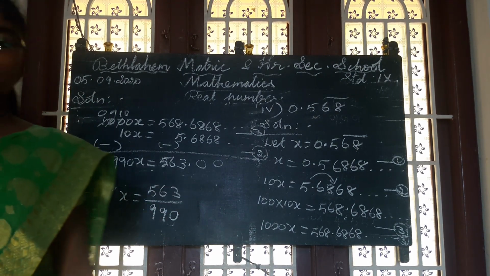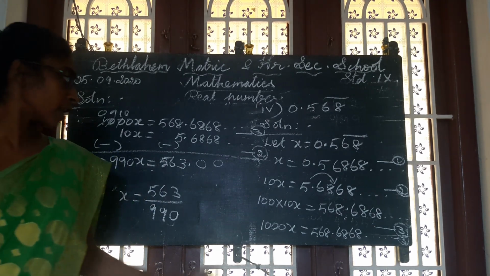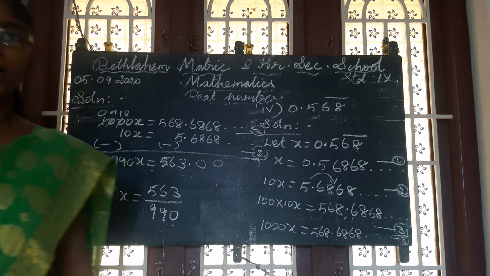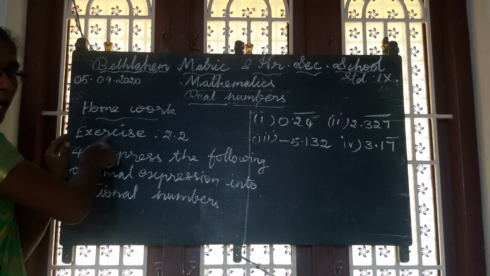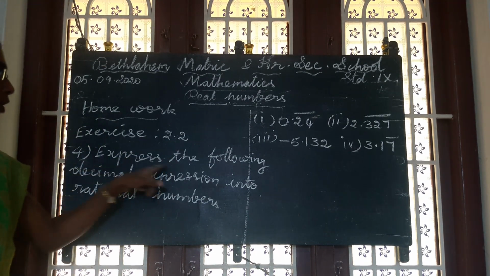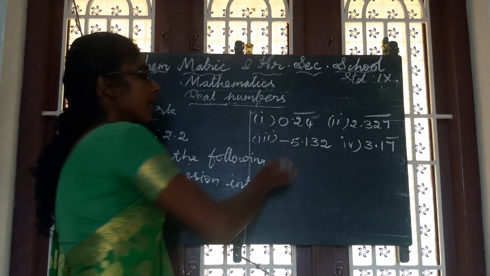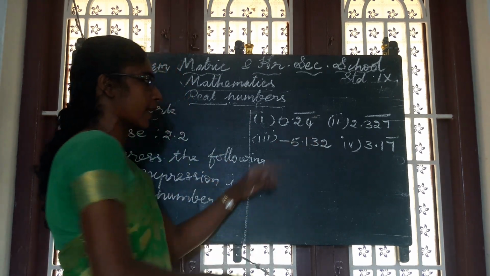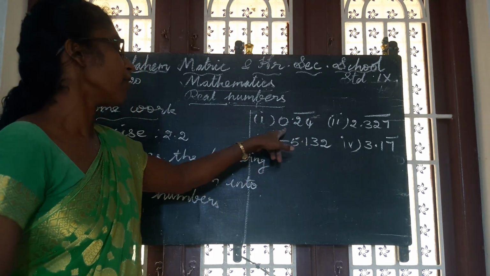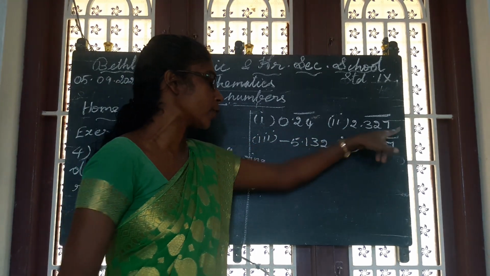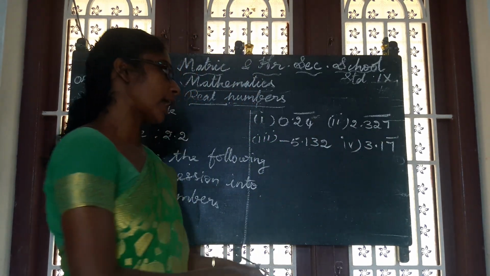Next we can go to some homework problems. Now I am giving some homework problems. You have to do this. Exercise 2.2. Fourth problem. Express the following decimal expansion into rational number. This is 0.24 bar. You want to take it as x. Next 100x is equal to 24.8, that will be got. Then you can do that. Second problem 2.327 bar. Here also you want to multiply by 1000 and do it.